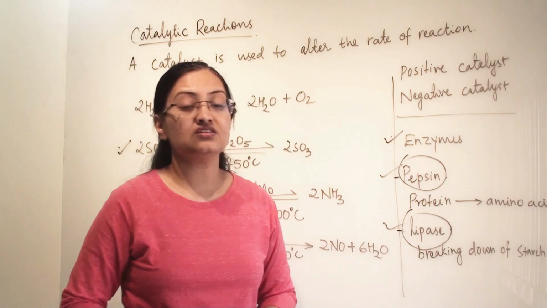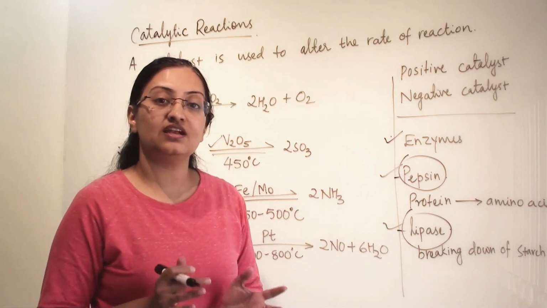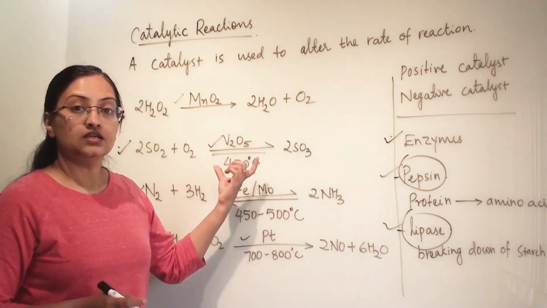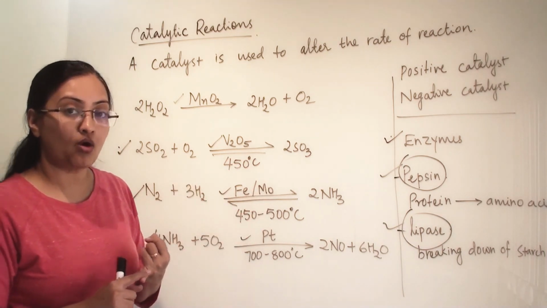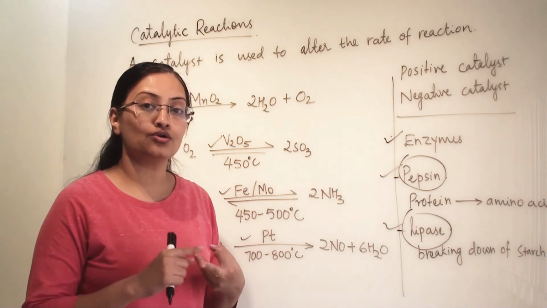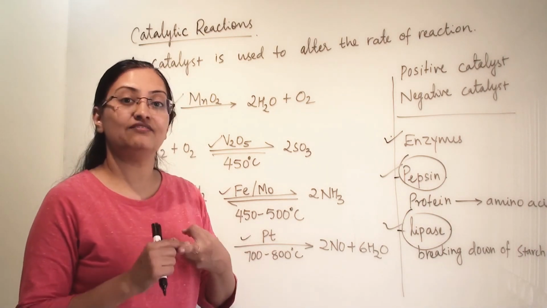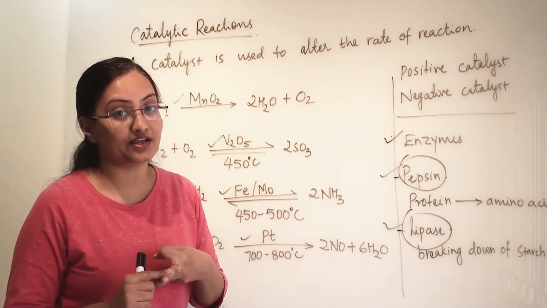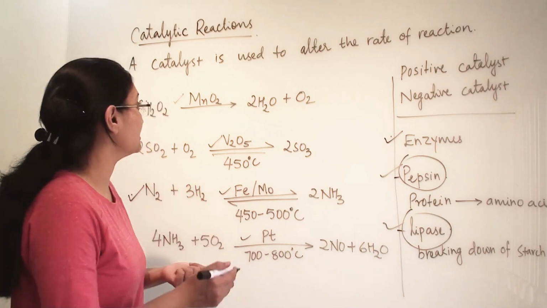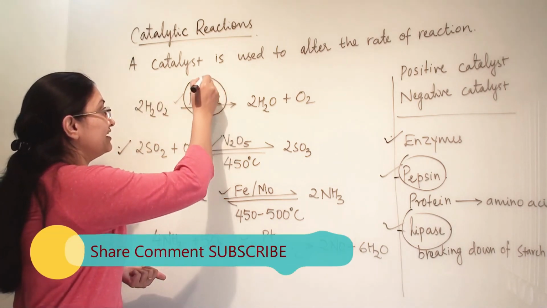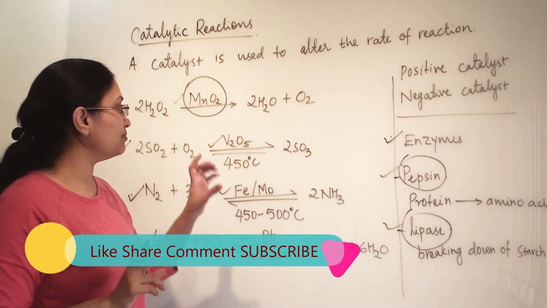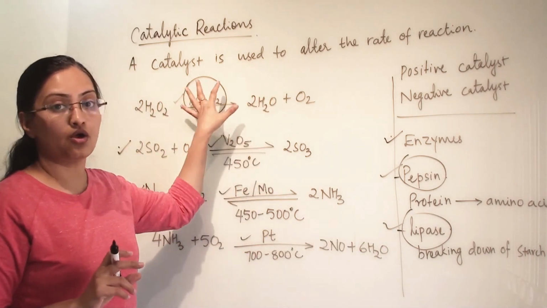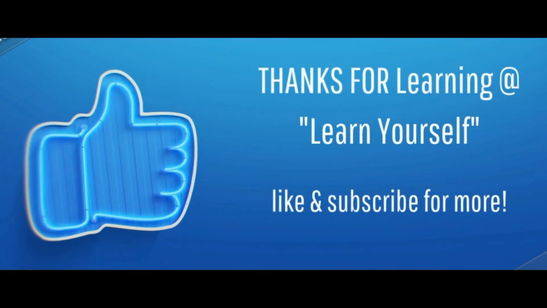These reactions are very easy to understand, and they are scoring. They may come in an exam as fill in the blanks or to complete the reaction, or they may simply ask to give an example of one catalytic reaction, or they can also ask to give an example of a catalytic reaction where manganese dioxide is used. So you have to remember the complete reaction along with its catalyst.